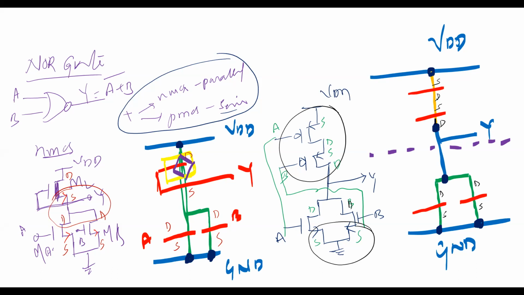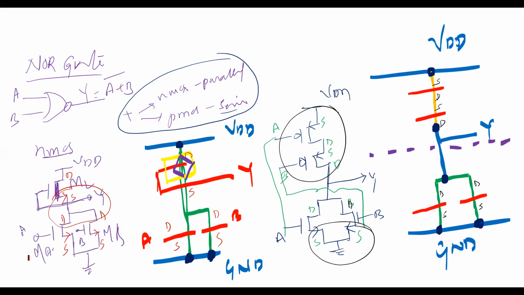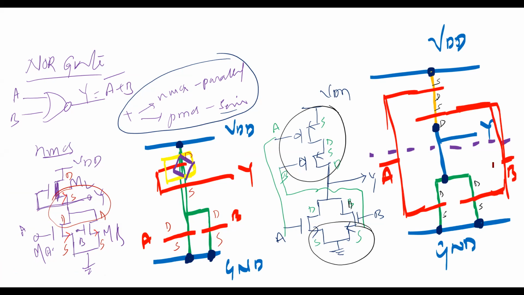Now, if you want, you can join the A's and the B's. Suppose this is A, both are A. You can join these two and give the A like this, no problem. And you can join these two. This is B, no problem. This is one input, this is one more input. This is the CMOS NOR gate stick diagram.